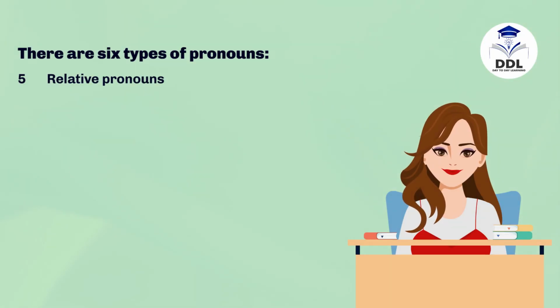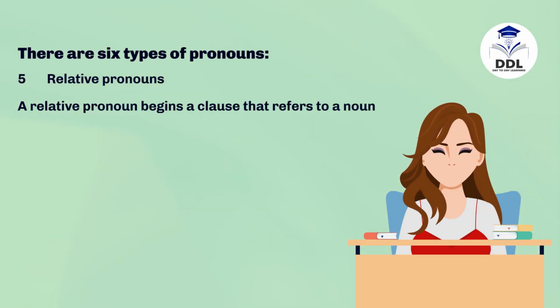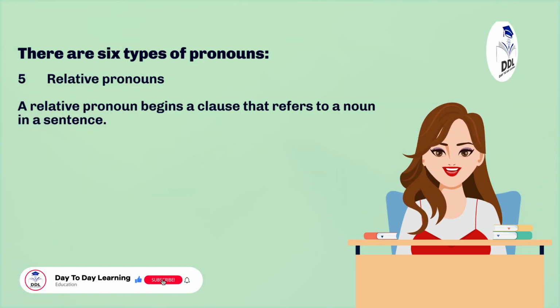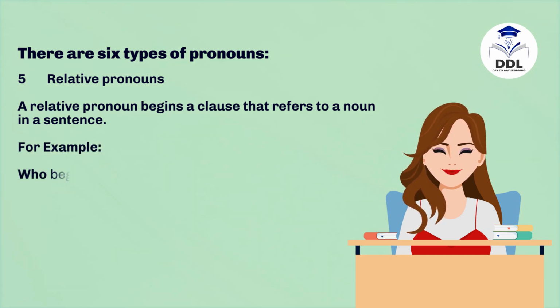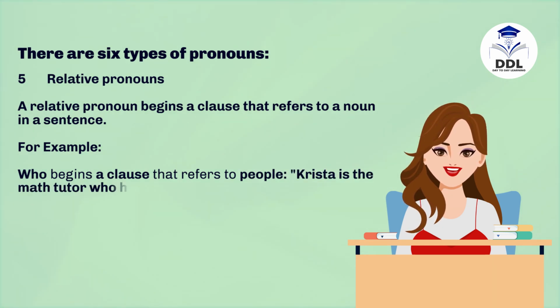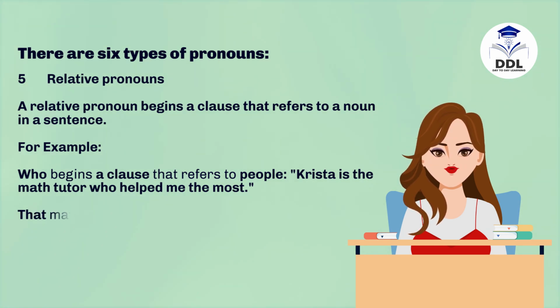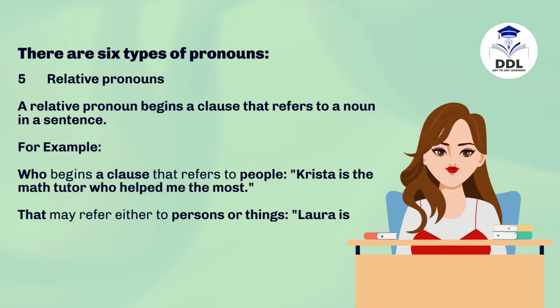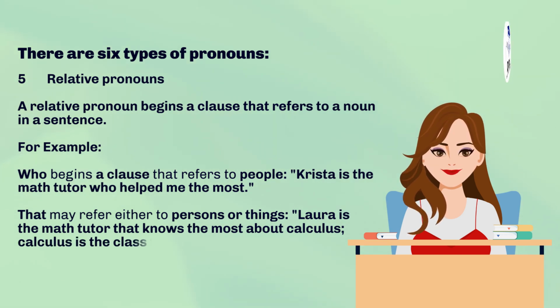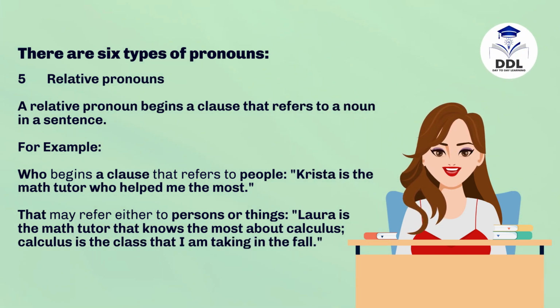Relative pronouns. A relative pronoun begins a clause that refers to a noun in a sentence. A clause is a word group with its own subject and verb. For example, who begins a clause that refers to people. Krista is the math teacher who helped me the most. That may refer either to persons or things. Laura is the math teacher that knows the most about calculus. Calculus is the class that I am taking in the fall.